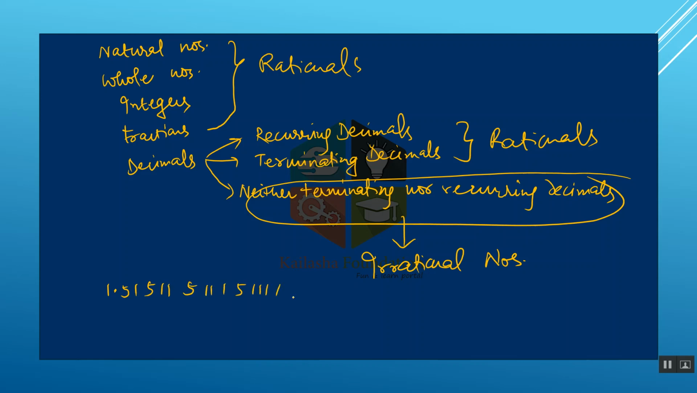1.511151115111. So there's a pattern, but the pattern doesn't matter. The part must repeat itself exactly. 51 is not repeating. After 51 there is 51, but there is 1 again. So there is no repetition of 51. Okay, so it is not recurring, that is, it is not repeating, and also it is not terminating. It goes on and on. So it is an irrational number. Root 2 is an irrational number.